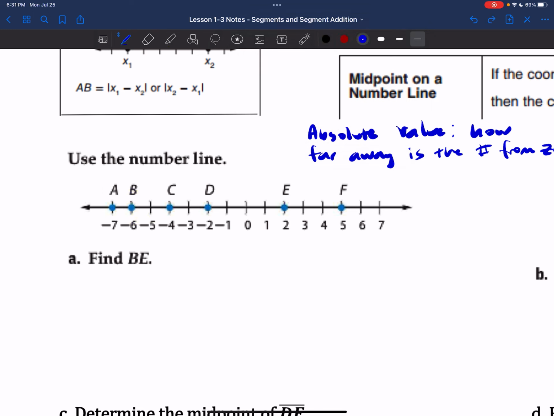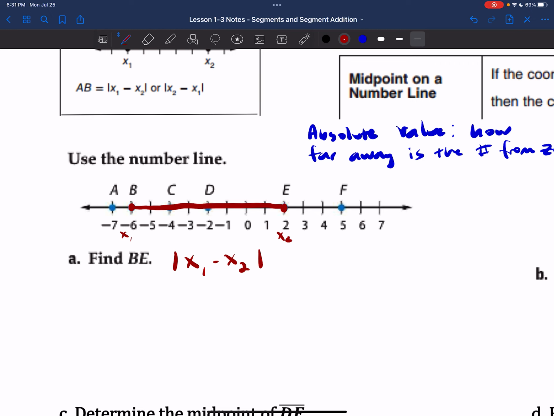Or I can just do from here to here. I'm just going to connect the dots. There you go. Well, when it says find BE, I'm trying to look for the distance between the two points. So I know my formula is the absolute value of x sub 1 minus x sub 2. And we know that x1 is -6 and x2 is 2. And I just plug it in.